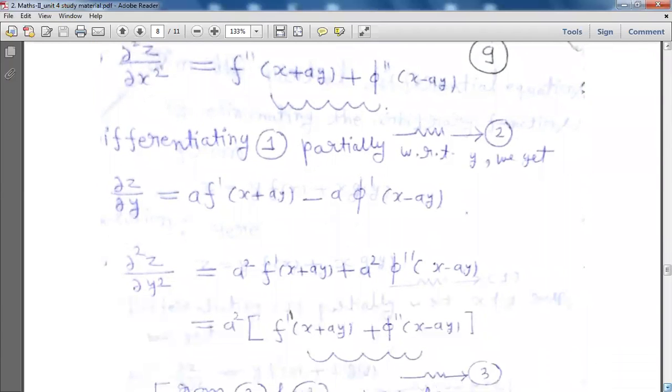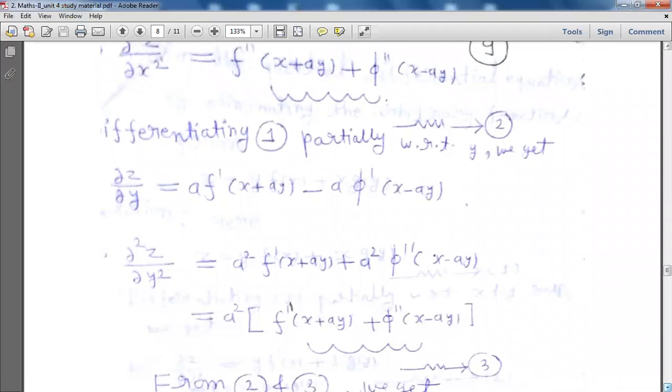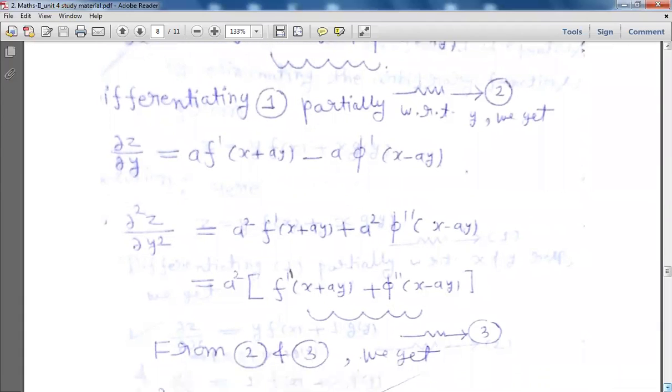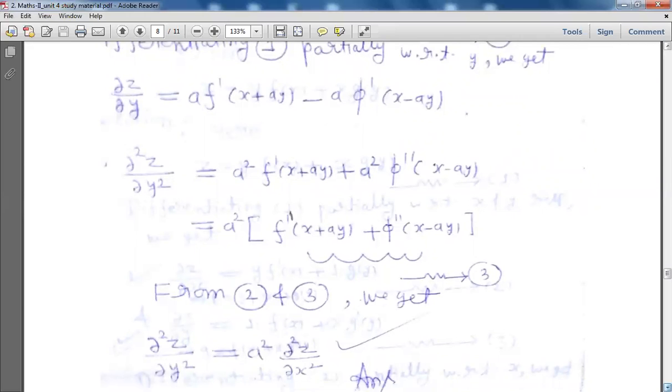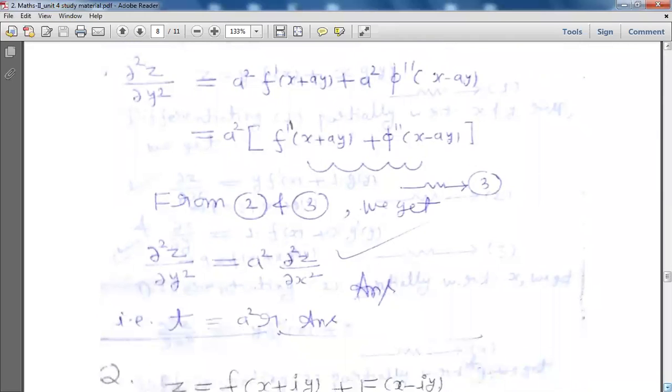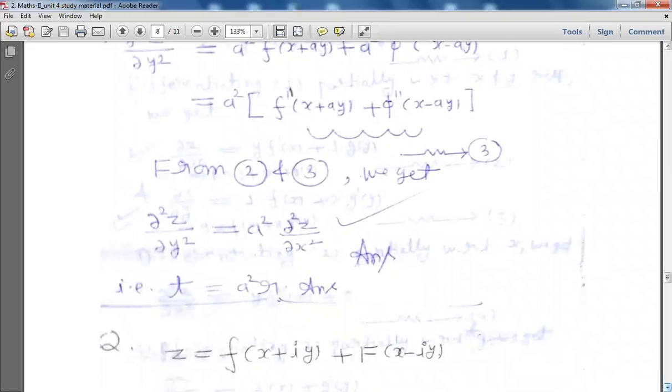Similarly, for the second order partial derivative del 2z by del y2, the result is a square f double dash x plus ay plus a square phi double dash x minus ay. Taking a square common, the result in bracket is f double dash x plus ay plus phi double dash x minus ay, represented as equation number 3. From 2 and 3, we can eliminate the arbitrary functions. The result is del 2z by del y2 equal to a square del 2z by del x2. In other notation, t equal to a square into r.